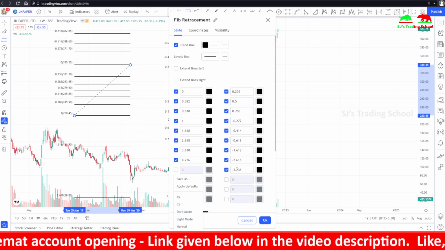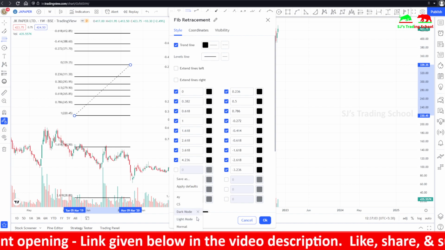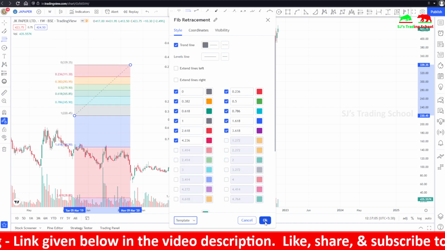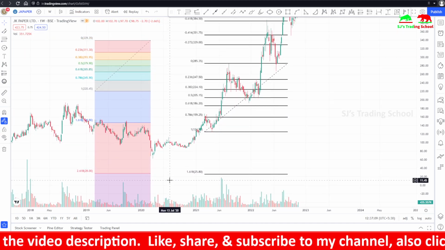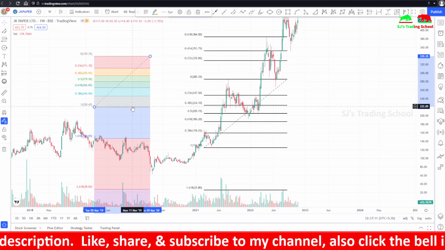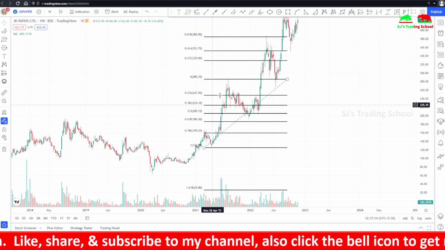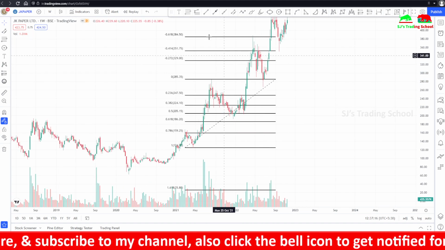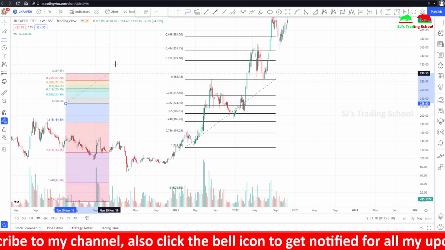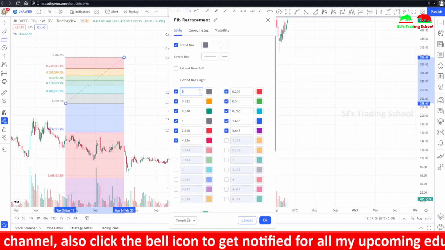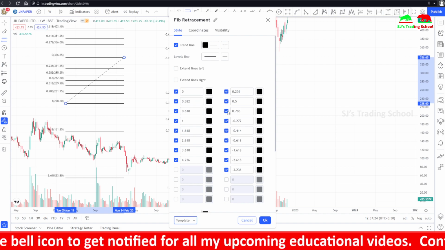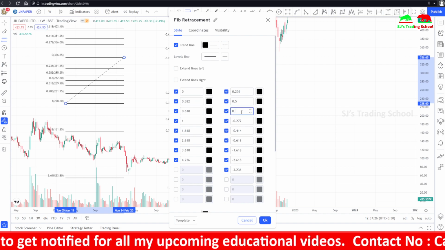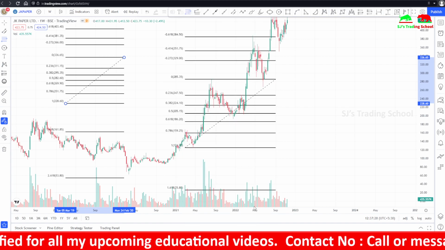So default setting is actually like this. This is how the actual Fibonacci will look. The default setting will look like this, but this is what I personally customized. So you can put what you need. You can add the minus numbers. You can simply change the numbers as you want.